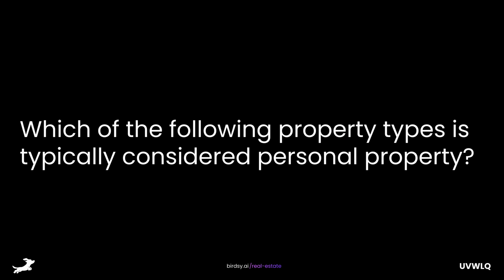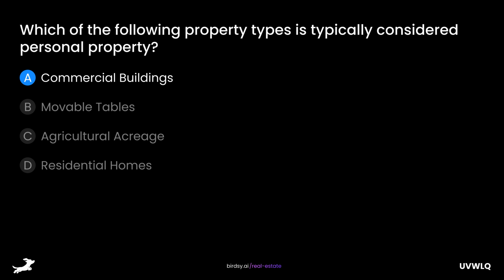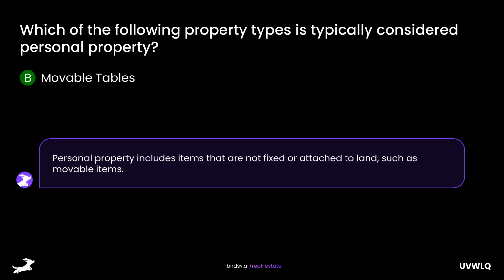Which of the following property types is typically considered personal property? Is it A. Commercial buildings, B. Movable tables, C. Agricultural acreage, or D. Residential homes? The answer is B. Movable tables. Personal property includes items that are not fixed or attached to land, such as movable items.